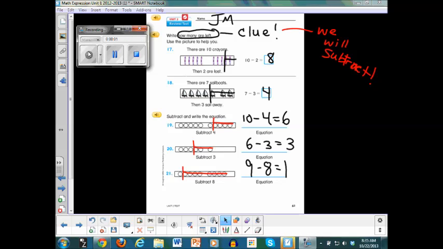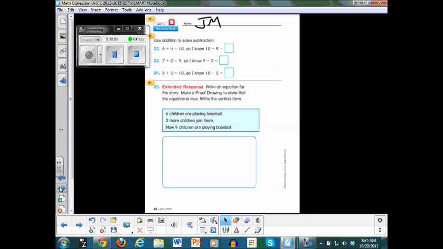Okay, first grade mathematicians, I need you to go ahead and flip your page so that you see the last page in your packet. It will start with number 21 at the top. I'm sorry, number 22 at the top. Number 22, number 23, and number 24, they're asking you to use what you know about addition to solve for subtraction.